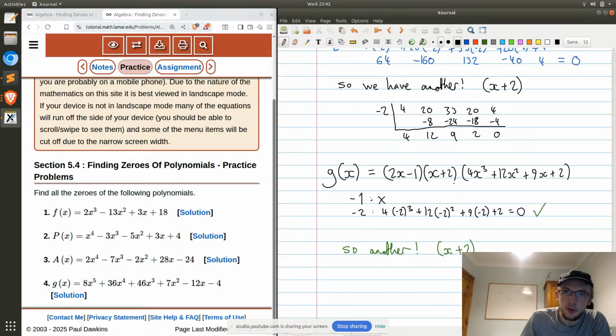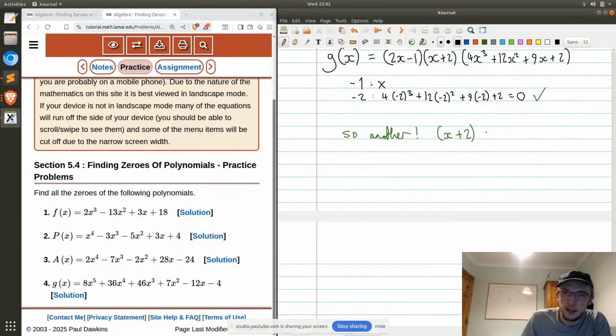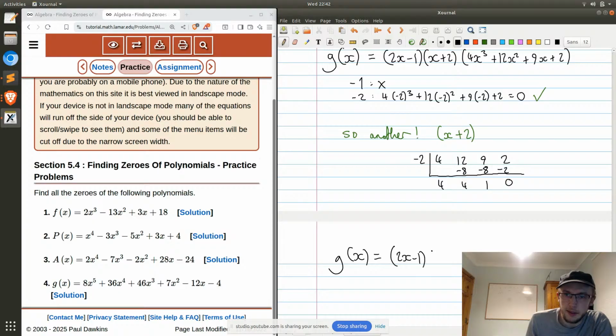All right. So how am I going to do this? Now I'm going to synthetically divide that thing there, that cubic, by x plus 2. So I'm going to write a -2 there, and then a 4 and a 12 and a 9 and a 2. And here I go. 4. Wait, is this right? Oh, yes, it is. Okay, so now my polynomial looks like 2x minus 1, x plus 2 appearing twice, followed by this quadratic.